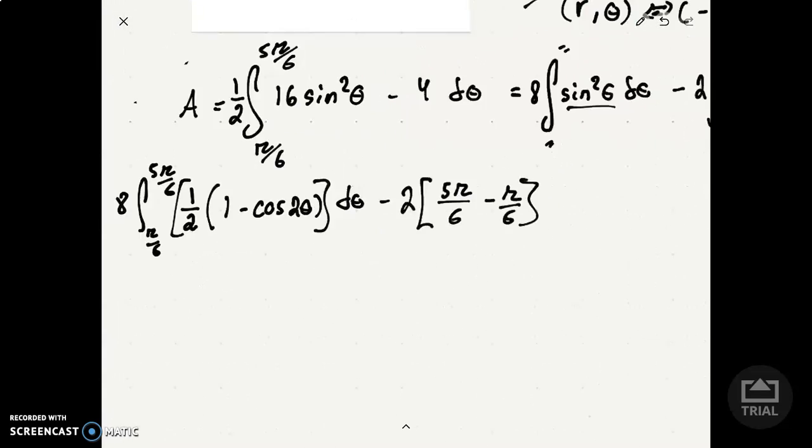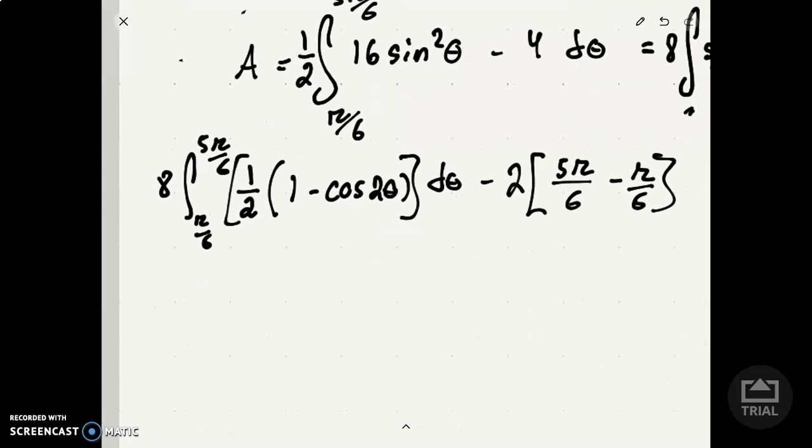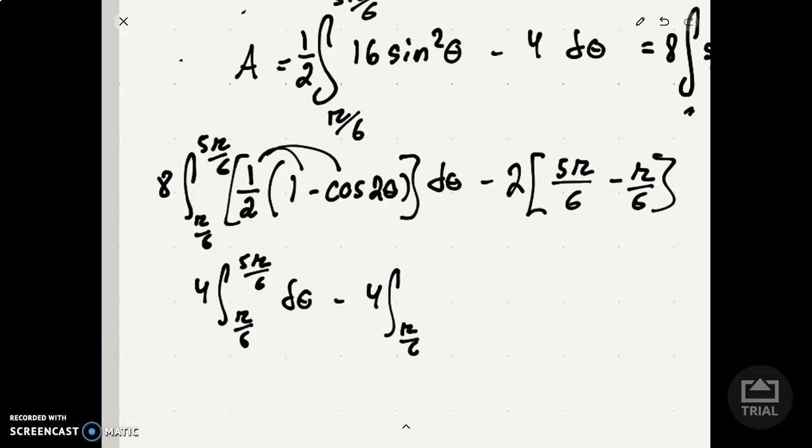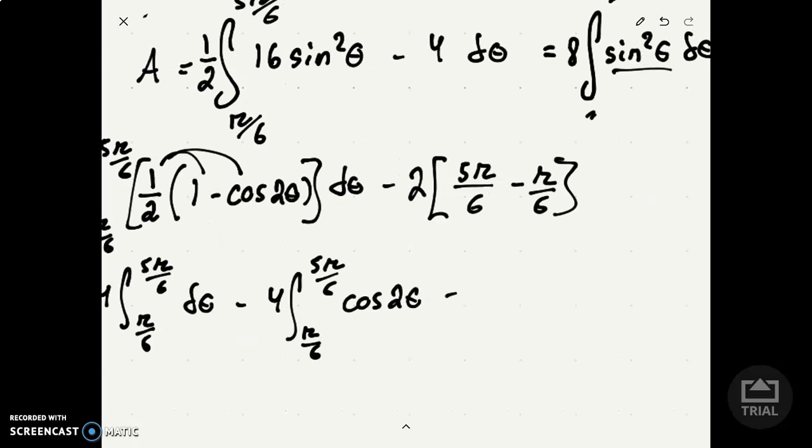Okay. From there, this first one again breaks up into 2 integrals, so I'm going to factor that 1/2 in, as well as the 8. So our first term is 1/2 times 8, which is 4, integral from pi over 6 to 5 pi over 6 of d theta, because we just had a 1, minus 4 times the integral from pi over 6 to 5 pi over 6 of cosine 2 theta. And then let's simplify this.